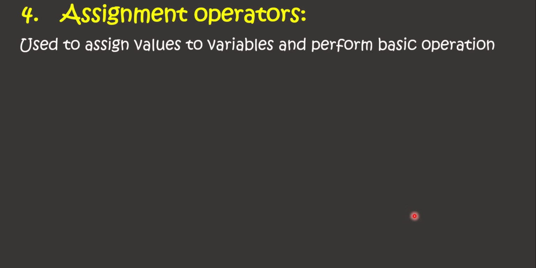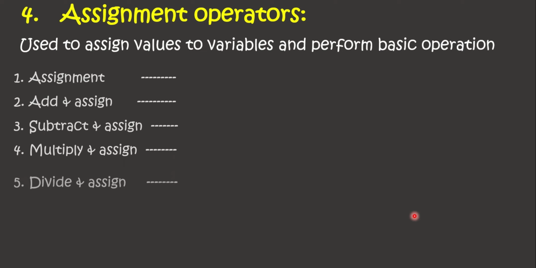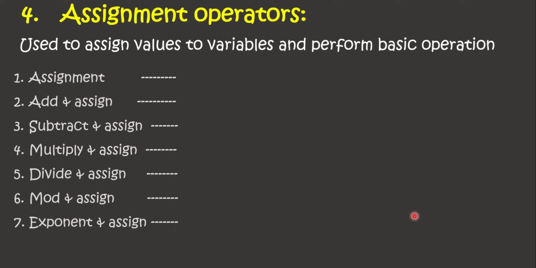The next operators are assignment operators. They are used to assign values to variables and to perform basic operations. So let's say you have to assign y the value of 5. You could do it using assignment operators. You could do assignment, add and assign, subtract and assign, multiply and assign, divide and assign, modulus and assign, exponent and assign. There are others also, but for now let us understand just these.